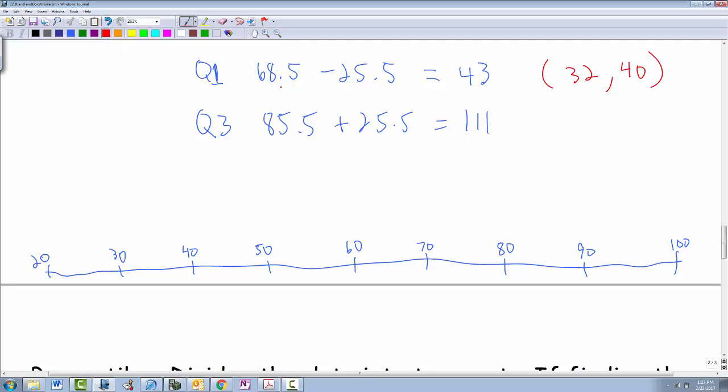Now, quartile 3. I'm sorry. Let's start with the median. What was the median again? I already forgot. 79.5? Okay. 79.5. This is why it's called a box and whisker plot. This is one side of one of our boxes.